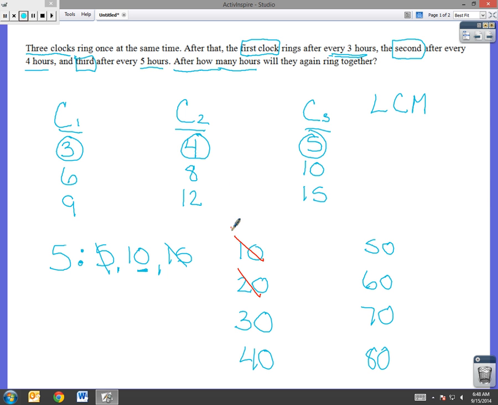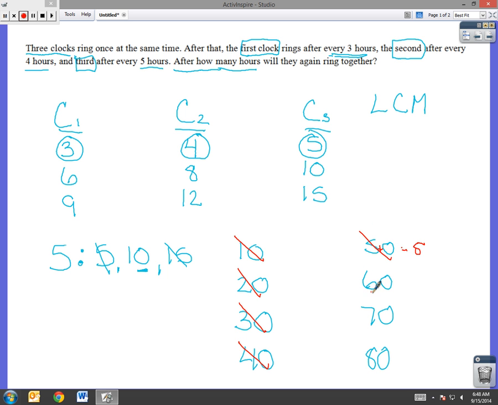Remember, it needs to be a multiple of both 3 and 4. So 3 and 4 both must be a factor of this number. Again, 3 is a factor of 30, but 4 is not. Cross it out. 4 is a factor of 40, but 3 is not. Go to 50. Well, 5 plus 0 equals 5. That rules out 3 because 5 is not a multiple of 3. I'll cross it out.